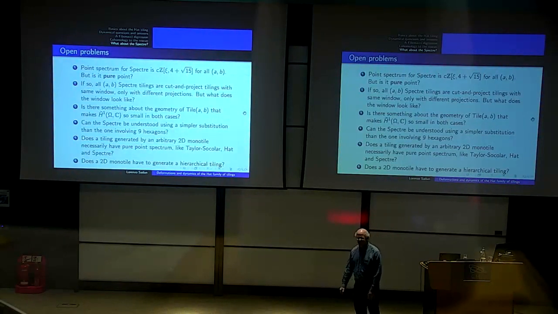Can you simplify that? Yes, we've got it down to 7. Can you simplify it more? I don't know. And then we have some general things. Suppose that you have some monotile that isn't the hat and isn't the spectre, isn't in the family.